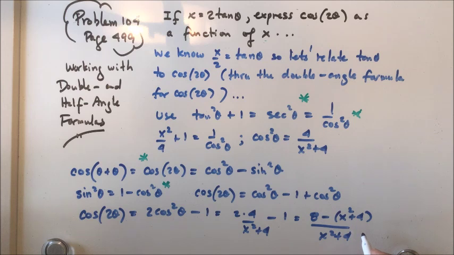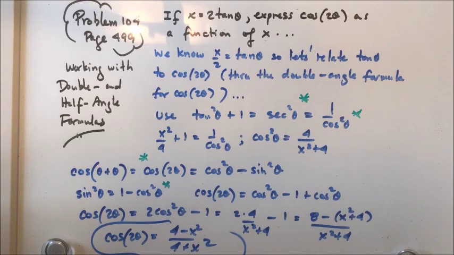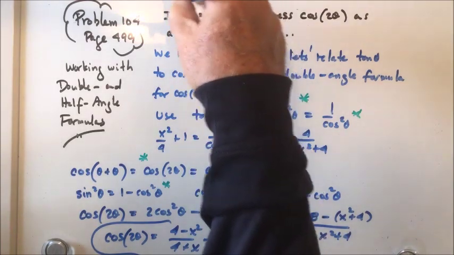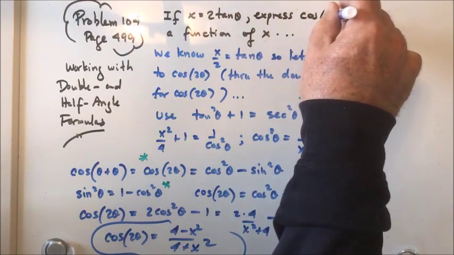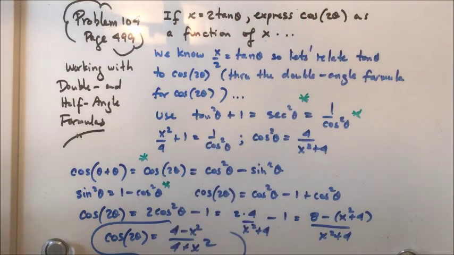And I'm wondering if that's the right answer. I sure hope so. Let's see. I've got cosine 2 theta is equal to 4 minus x squared all over 4 plus x squared. It feels right. We've done what we've asked to do. If x is equal to 2 tangent theta, express cosine 2 theta as a function of x. And there it is.